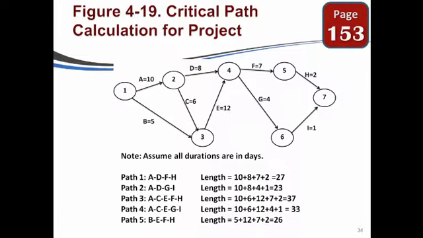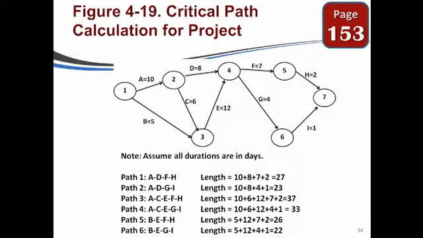Path 5 might be going down the lower path, so we're going to take B for 5, and then E for 12, take F for 7, and H for 2. That ends up with 26. That again is a short one.